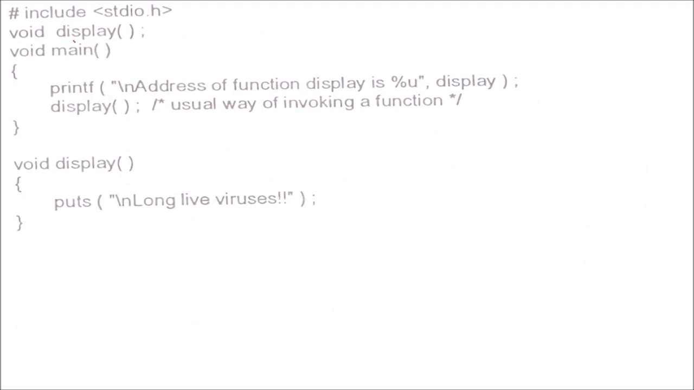This is a function which is called display. In this, we have given a printf, in which you want to print %u. And please understand, we have just given the name of the function, and this %u is going to give you the address.